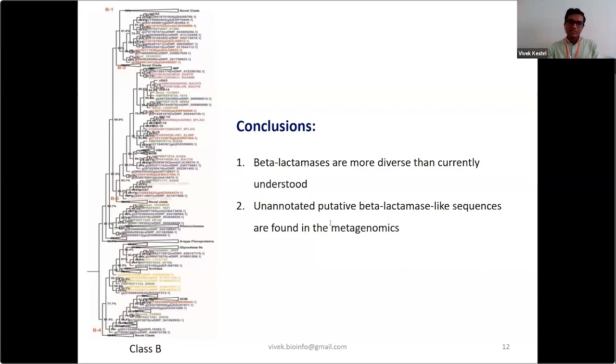databases. So it is indicating that a lot of unannotated beta-lactamase-like sequences are present in metagenomes, which means we can say that metagenomic is a dark matter for the beta-lactamase enzyme. So this is the diversity of the beta-lactamase enzyme.